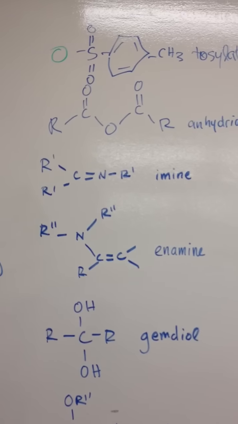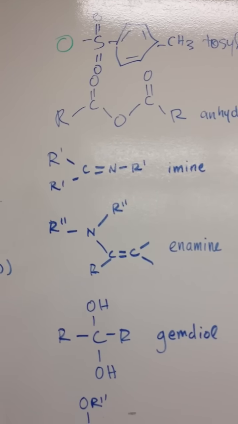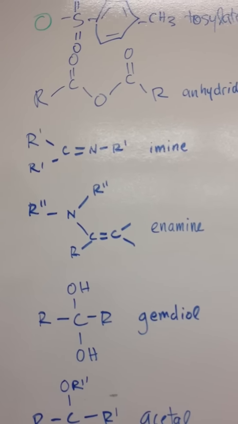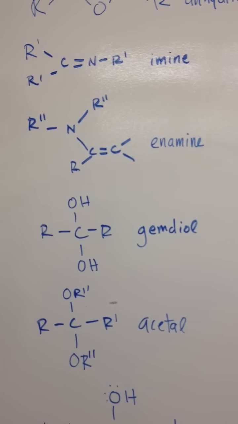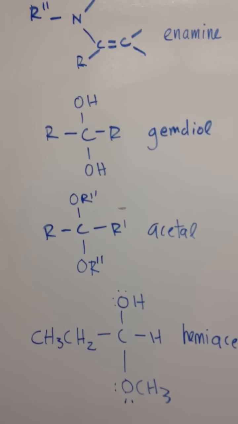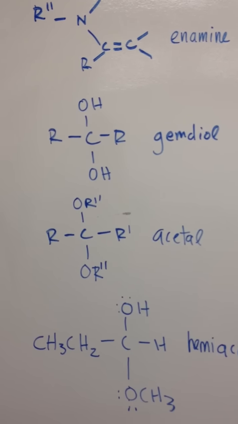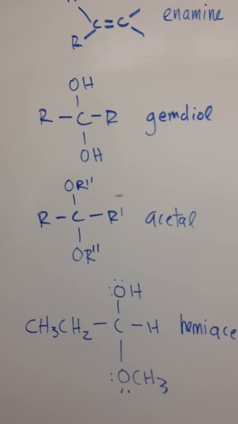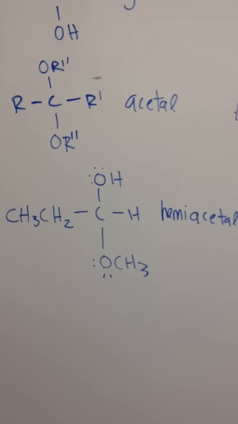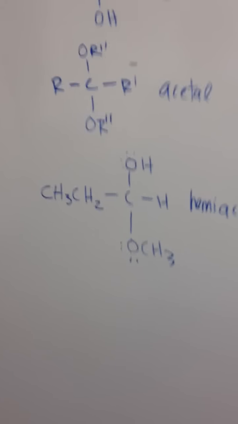And there's an imine, and the difference between an imine and an enamine is the location of the double bonds. With an imine, you have it between the carbon and the nitrogen, and in the enamine, you have a nitrogen next to an alkene. Now, a gem-diol has 2 alcohols attached to a carbon with 2 alkyl groups, and an acetal has 2 ethers attached to the carbon group. I'm sorry, not esters, ethers. And then a hemiacetal has an alcohol and an ether attached to a carbon, as well as an alkyl group and a hydrogen or another alkyl group.